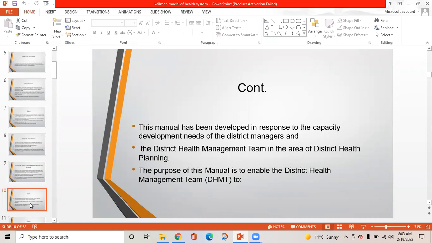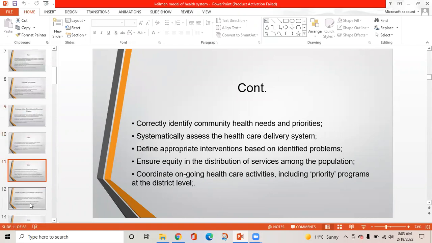This manual has been developed in response to capacity development needs of the district managers and the district health planning management team in the area of district health planning. The purpose of the manual is to enable the district health system management team to correctly identify community health needs and priorities, and systematically assess the healthcare delivery system. It defines appropriate interventions based on identified problems, ensures equity in the distribution of services among the population, and coordinates ongoing healthcare activities, including priority programs at the district level.